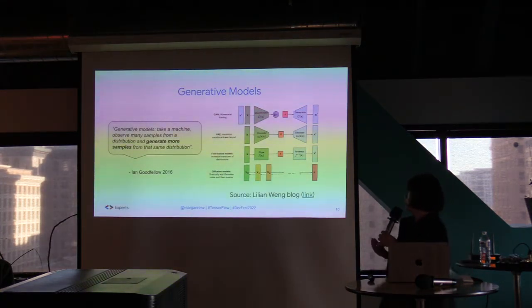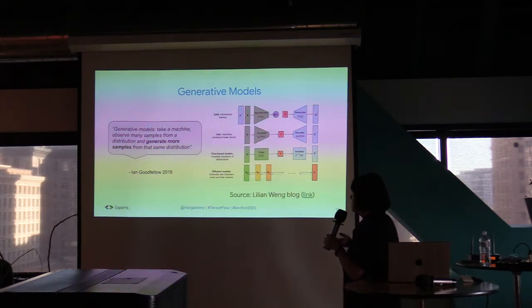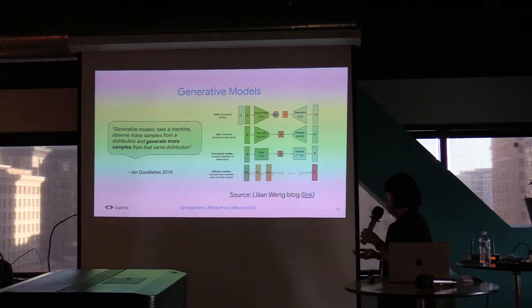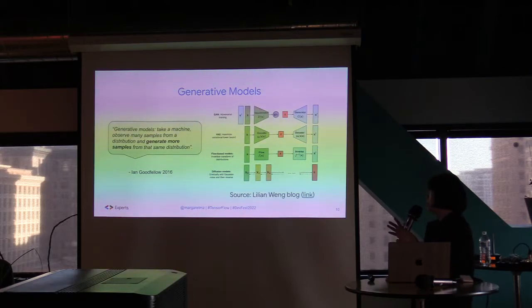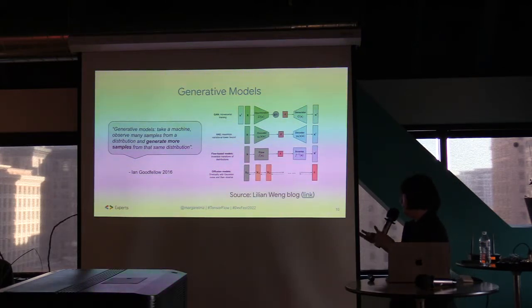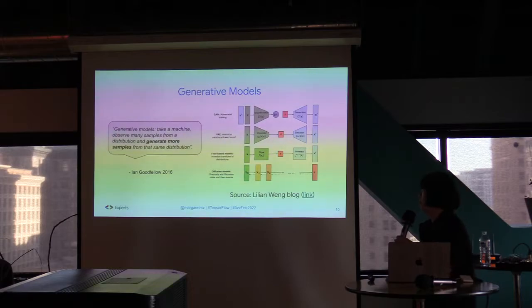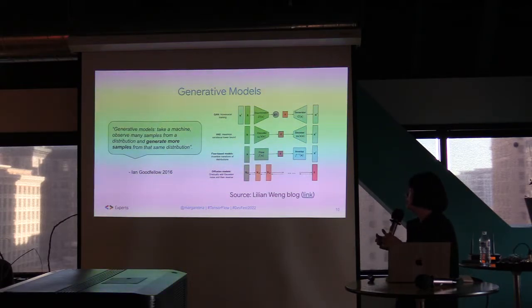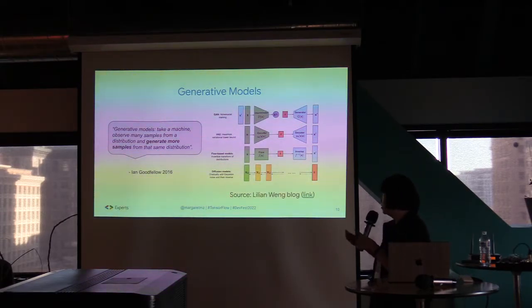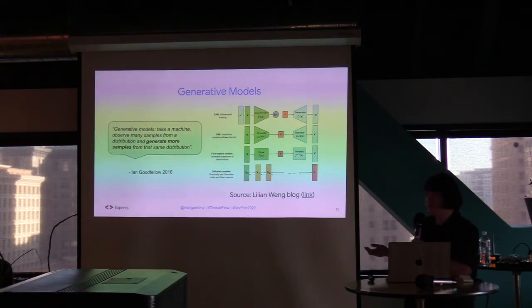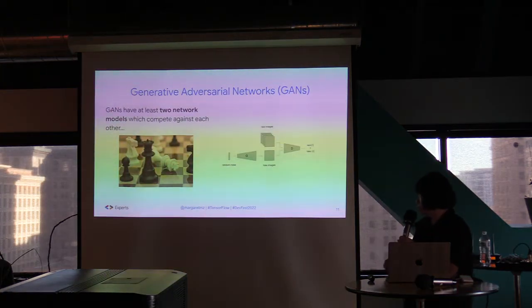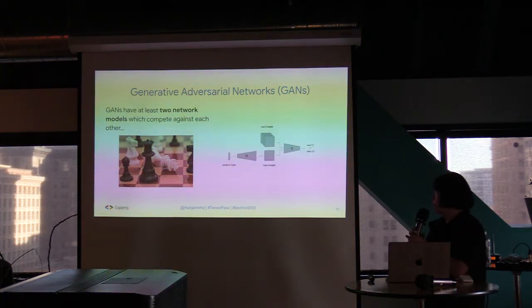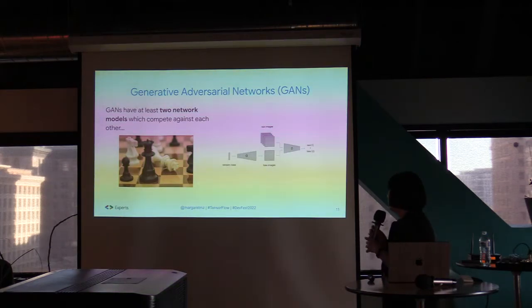So what are generative models? Ian Goodfellow says, take a machine, observe many samples from a distribution, and generate more samples from that same distribution. There are different generative models. There are GANs, I'm sure most of you have heard of them. And there's the variational autoencoder, the flow-based model, and of course diffusion models that have become really popular in the past year or so. And I want to talk about generative adversarial networks, GANs.